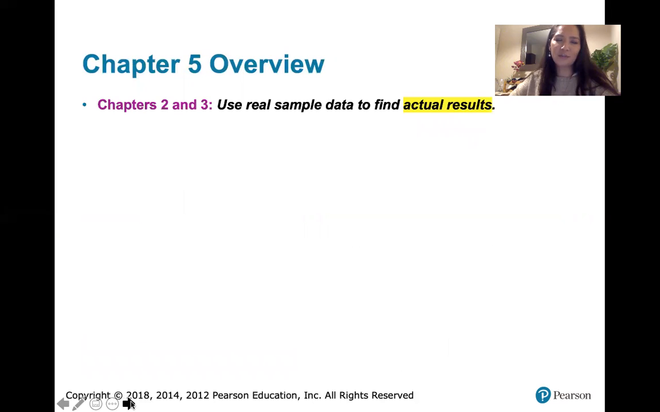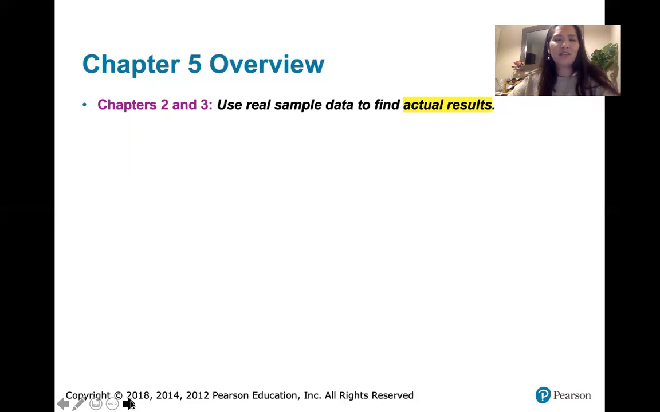So here's an overview of Chapter 5. Basically, the idea is we're going to combine ideas from Chapters 2 and 3 with ideas from Chapter 4. So remember back in Chapters 2 and 3, we learned to summarize and organize data in frequency distributions and then visualize them in histograms. And then we learned to measure the center of that data set. We learned to find measures of variation. And in addition, we learned to find measures of relative standing, look at how certain data values compare to other data values in the set.